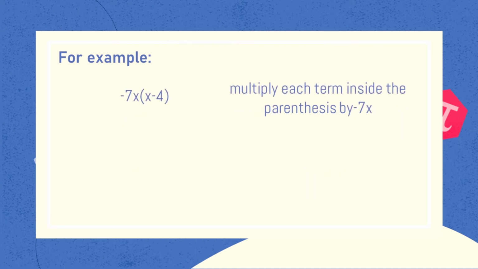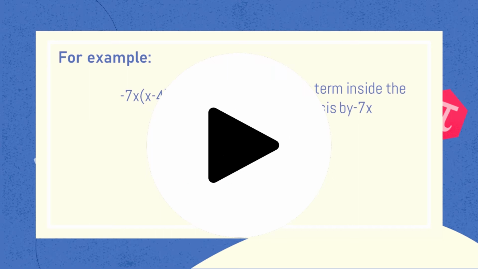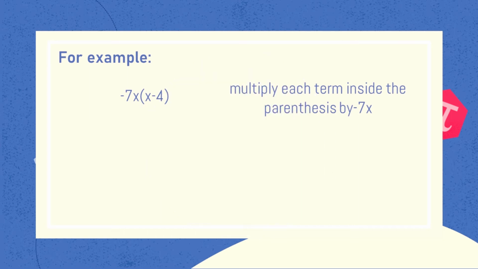So here's another example. Negative 7x open parenthesis x minus 4 close parenthesis. Feel free to pause the video if you want to solve this on your own first. So we multiply each term inside the parenthesis by negative 7x. Negative 7x times x will be negative 7x squared, and negative 7x times negative 4 will be positive 28. So our final answer will be negative 7x squared plus 28.